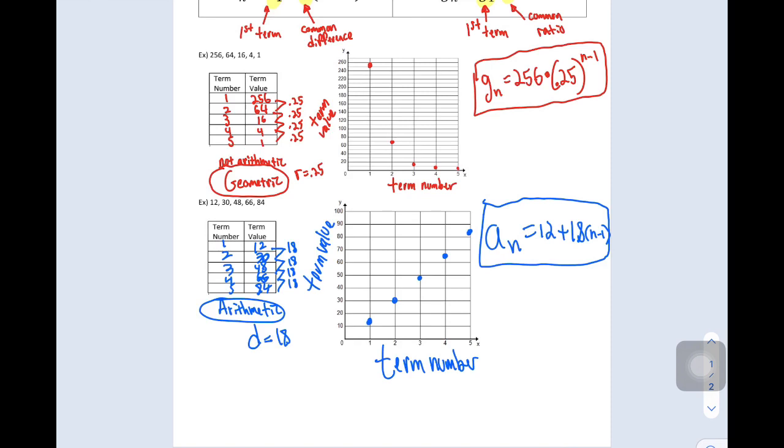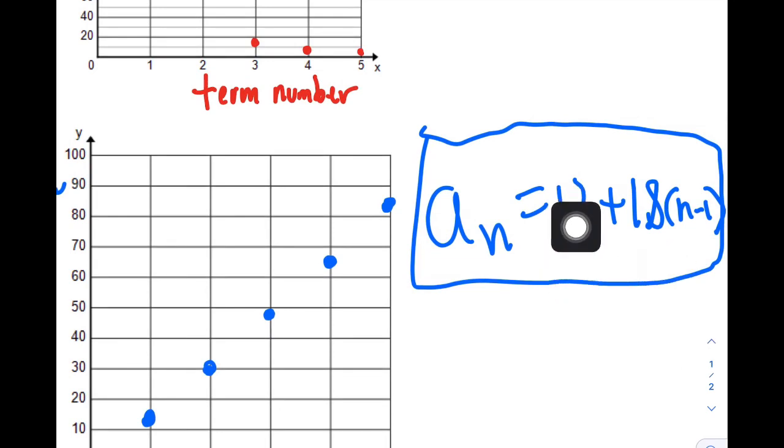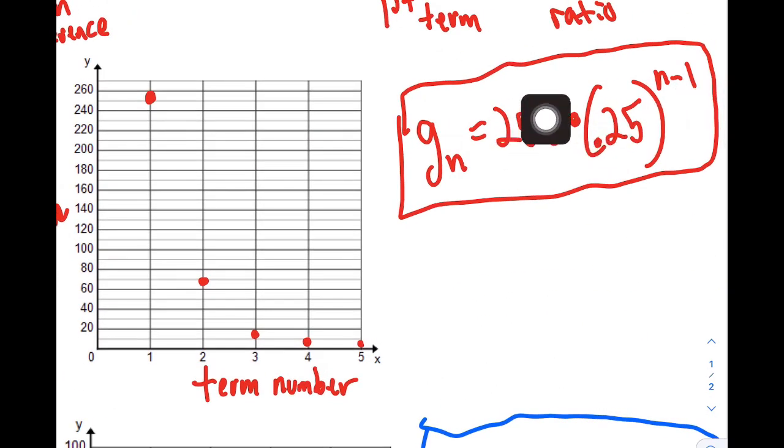And then this right here represents our arithmetic formula. So notice you can actually tell a lot from these two formulas. By just looking at this sequence or this formula, I can tell that, hey, we start at the number 12 and we're adding 18 each time. Or over here, we start at the number 256 and we're multiplying by 0.25 each time.